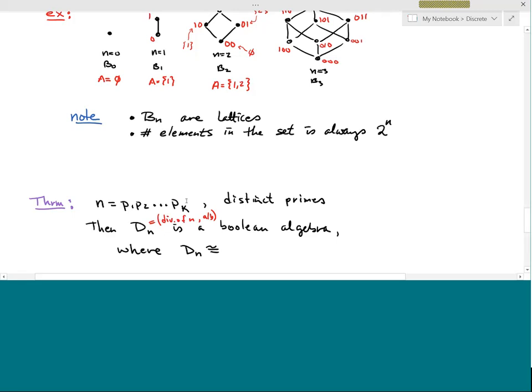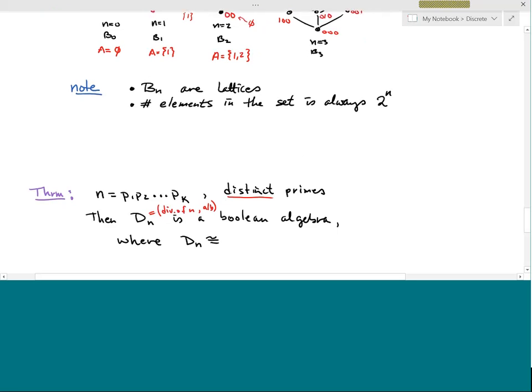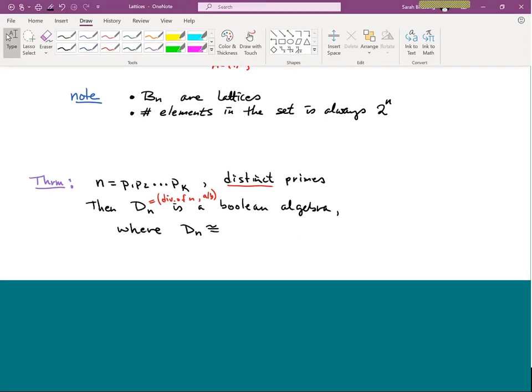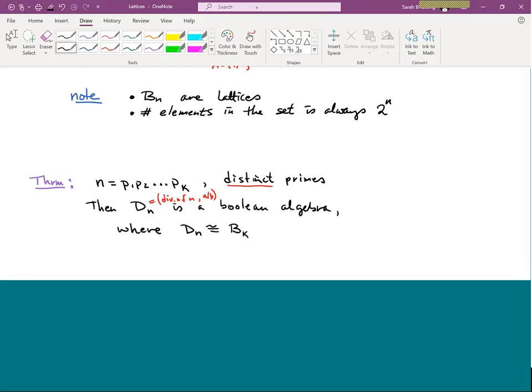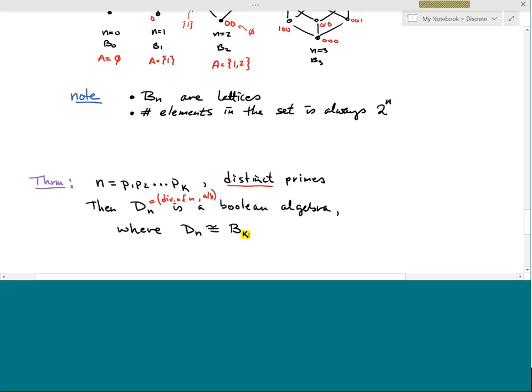Well, it turns out if n is a product of distinct primes, and remember what distinct means? Distinct here means that they're all different. So that means you don't have any exponents. Then your divisor poset, this D with a subscript poset, turns out to always be isomorphic to the Boolean algebra B with a subscript K. Now notice where that K comes from. That K on the subscript tells you how many distinct primes you have. So we could go back and say we have K distinct primes is what those symbols all mean mathematically.